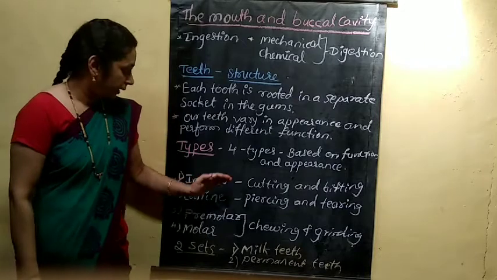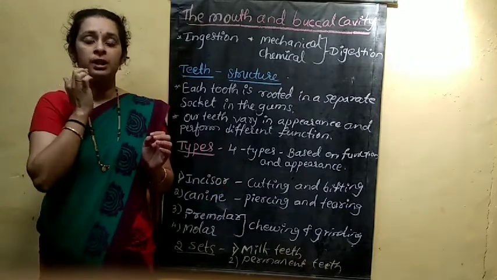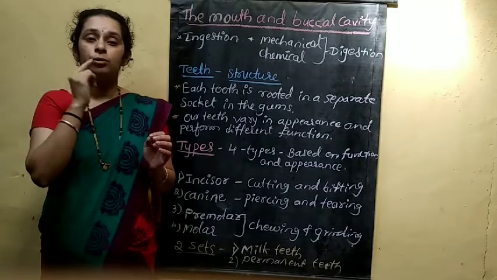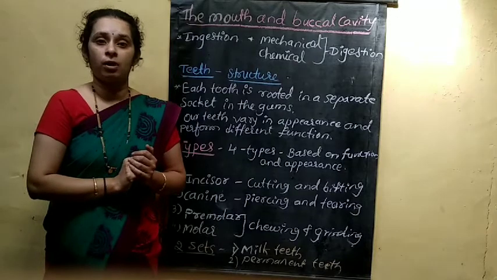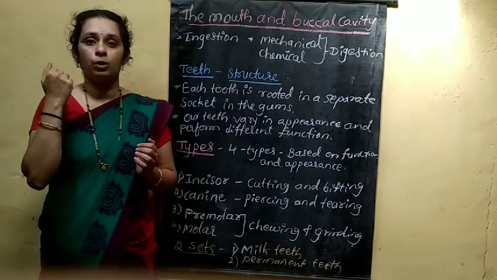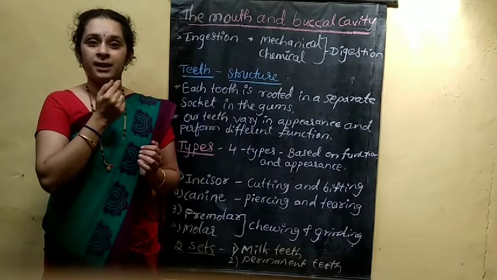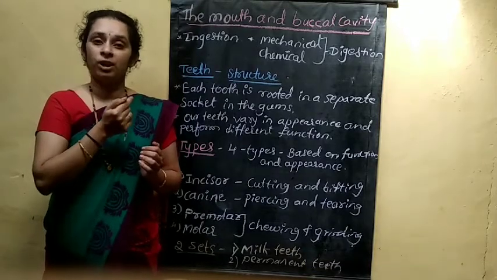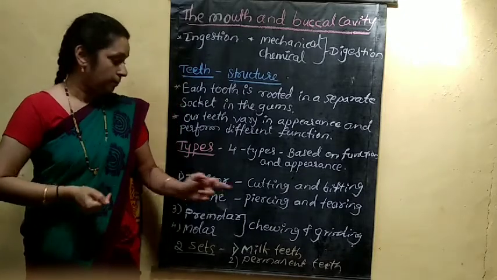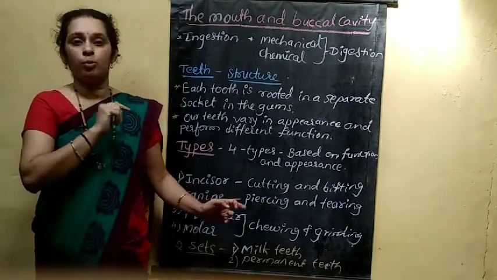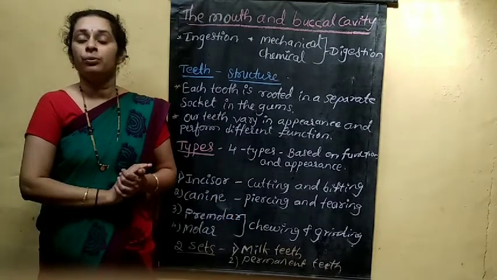Okay, these teeth have different numbers. First consider the upper jaw and the lower jaw, and count the number of teeth. Then you have to write a dental formula for that. For the upper jaw and lower jaw, how many teeth are there? How many incisors, canines, premolars, and molars are there? Then you have to write those numbers. In total, how many teeth are there? You have to count, and in the next class we'll discuss it.